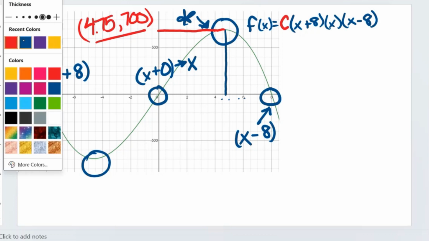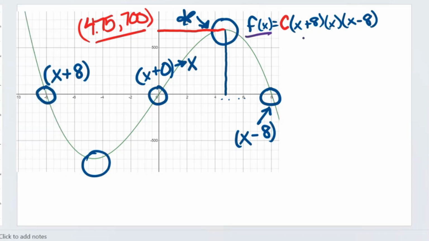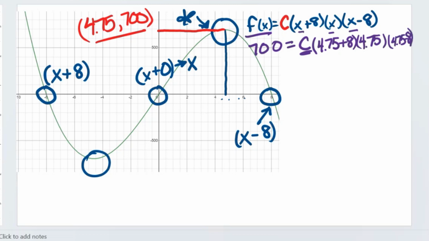So now I'm going to substitute these values in where I see f of x, which is the same thing as y, and everywhere I see an x. So 700 equals c, which is what we're trying to find, times 4.75 plus 8, times 4.75 minus 8. Squeeze that in there.